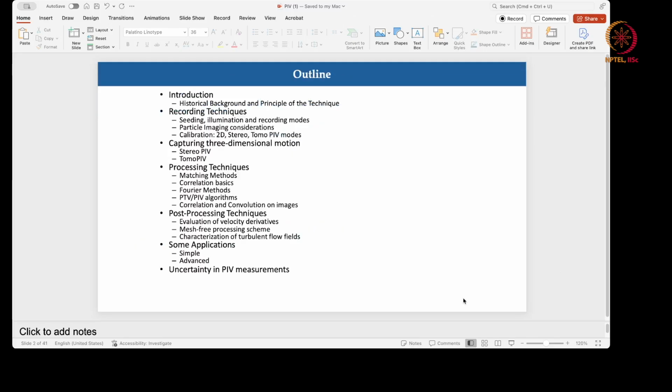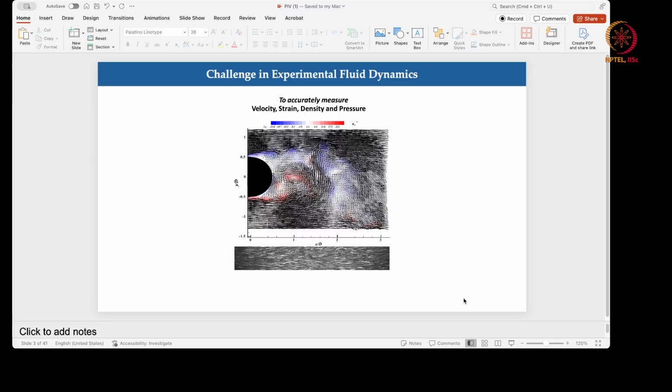As we can see, we covered all these things: recording techniques, stereo PIV. We did not cover tomo PIV though. Then processing techniques, what is correlation, what is the Fourier method, and post processing techniques also. We're going to talk a little bit about the uncertainty in the PIV measurements in this particular lecture as well.